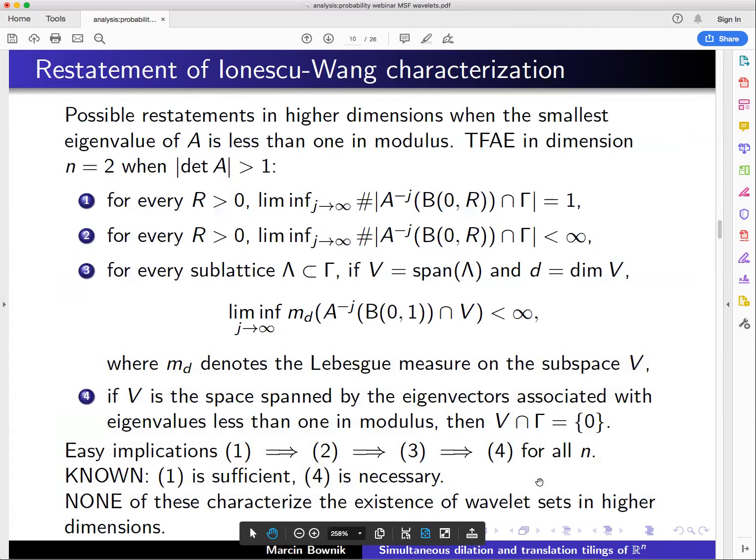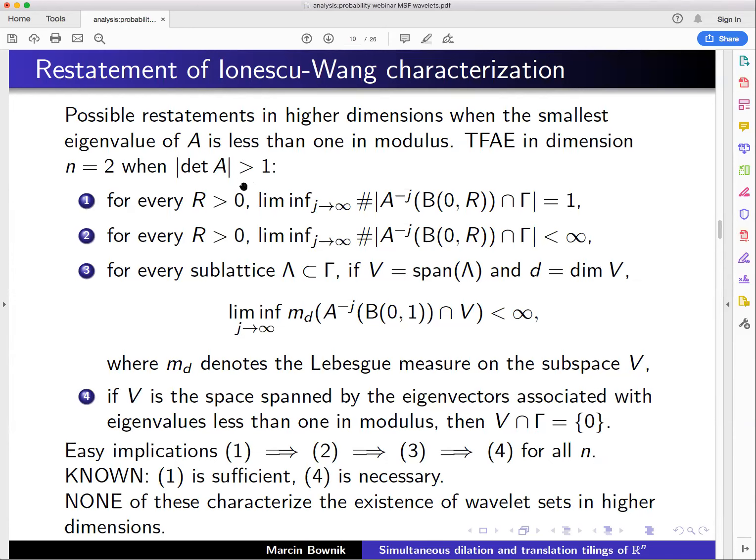Okay, so now let's move to higher dimensions. I would like to restate, because our goal is to extend this Ionescu-Wang result to higher dimensions. So how can we do this? We need possible restatements in high dimensions when the smallest eigenvalue of A is less than 1 in modulus, because that's what we are really interested in: some eigenvalues are less than 1. Actually, you can prove that the following things are equivalent in dimension n equal 2 when determinant of A is bigger than 1.